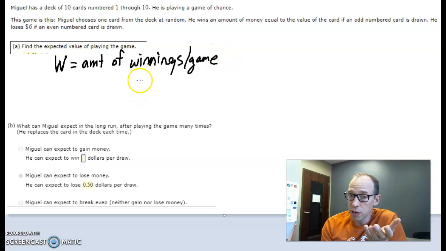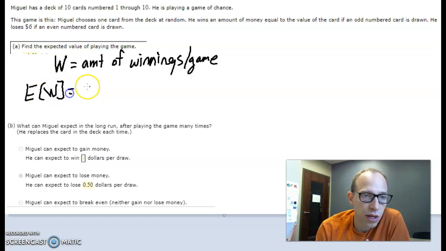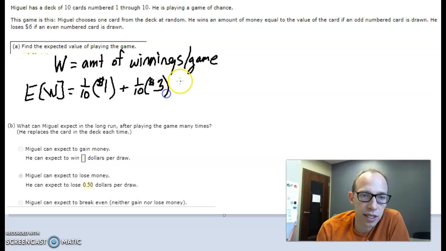Now, he could lose money. That would be just a negative value of W. So let's take a look at his expected value of W. So we need the different values he could get. It said he wins an amount equal to the value of the card if an odd number is drawn. So that would be like a 1, which would be a 1/10 chance, or $3, which should also be a 1/10 chance. You'd really have a 1/10 chance at any of these.